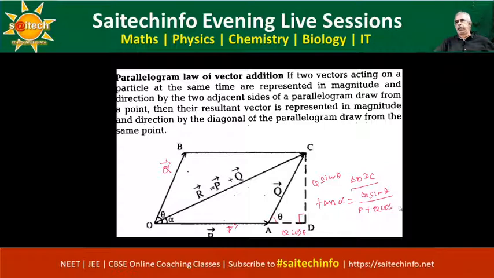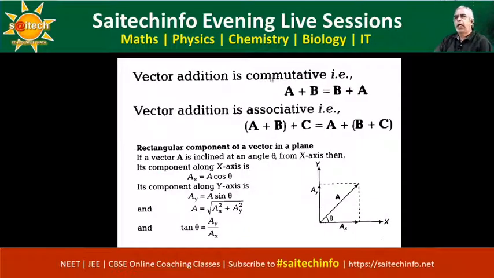So this is the way you can work out, and you can find out alpha also. How? By taking the inverse of tan. So alpha is tan inverse of Q sin theta divided by P plus Q cos theta. This represents the angle of the resultant to the first vector. Okay, right. Next.